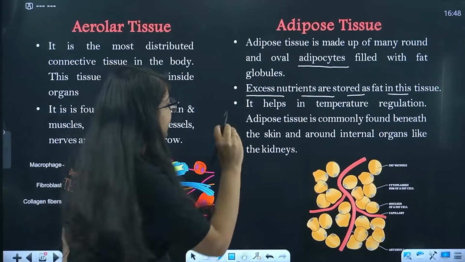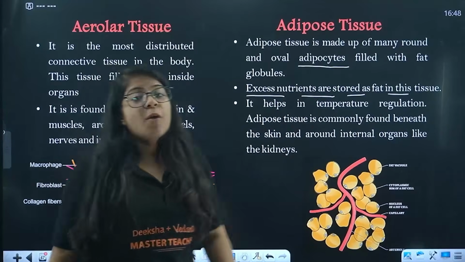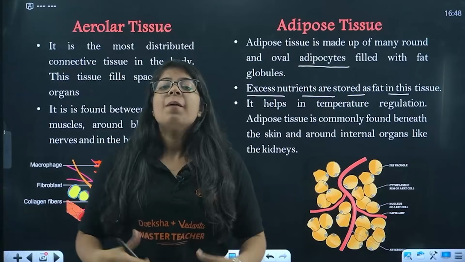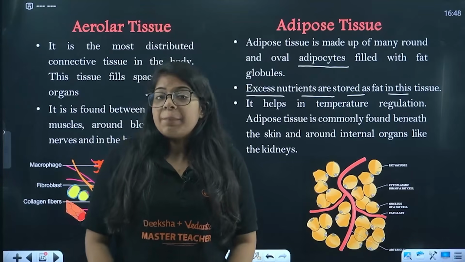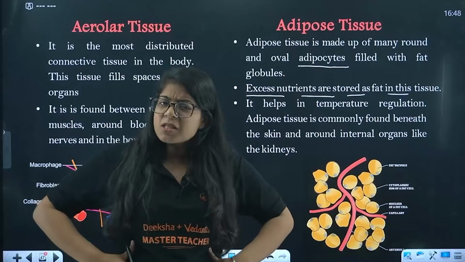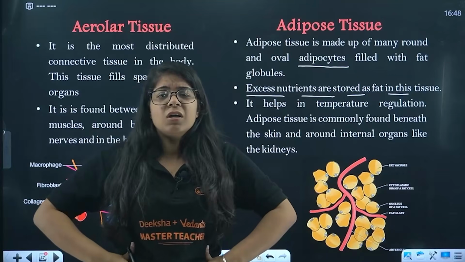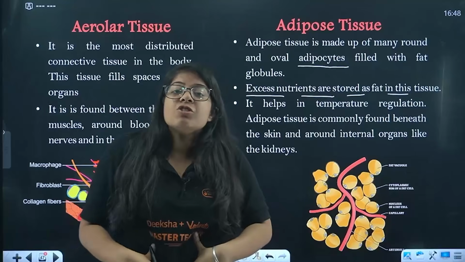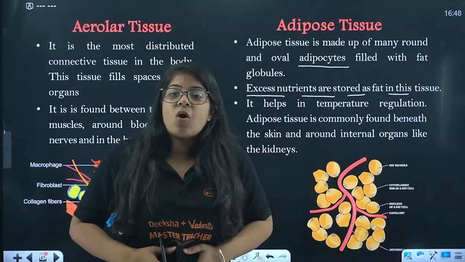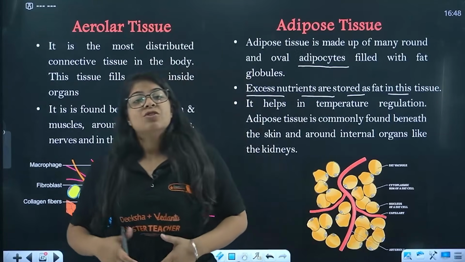Then it helps in temperature regulation. Now beta, on our stomach, mostly this adipose tissue can be found. You have seen lots of people, maybe they're not that fat, but their stomach has a lot of fat. So why is that? Because adipose tissue is there. It is so much there on our stomach and it stores fat.